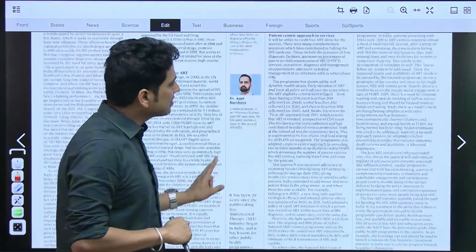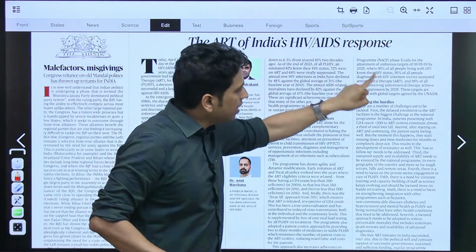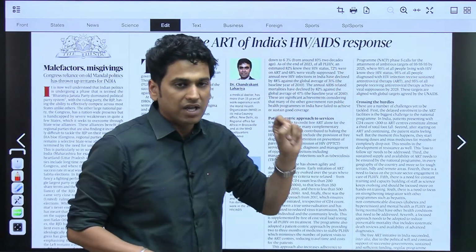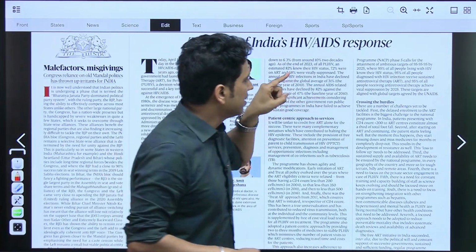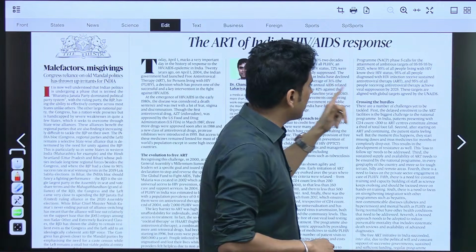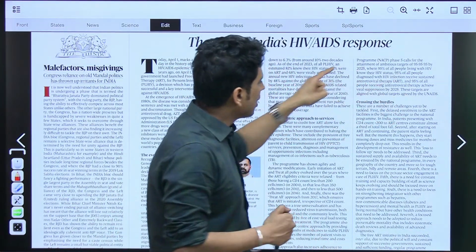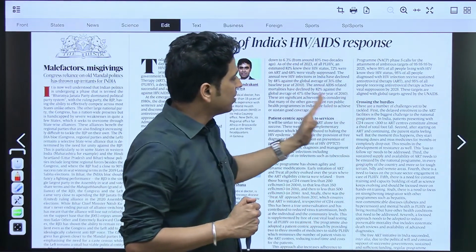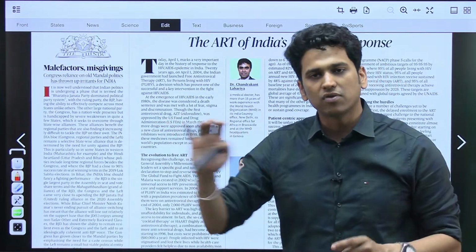Now to achieve these, National AIDS Control Program Phase 5 calls for the attainment of ambitious targets of 95, 95, 95 by 2025, where 95% people living with HIV know their HIV status, 95% of people diagnosed with HIV infection receive sustained antiretroviral therapy, and 95% of all people who have received this therapy achieve viral suppression by 2025. These targets are aligned with global targets agreed by UNAIDS. So this is one of the most important parts that we have to understand.